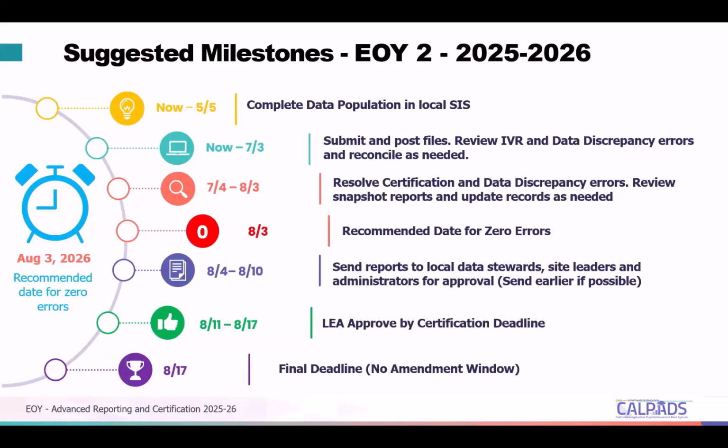So the end of year 2 certification deadline and the ACGR pull date are the same now, which is Monday, August 17th, 2026. So students who graduate after August 15th of this year will not be included as graduates in the 4-year ACGR for this year, but will be counted as 5th-year graduates in 2026-2027.